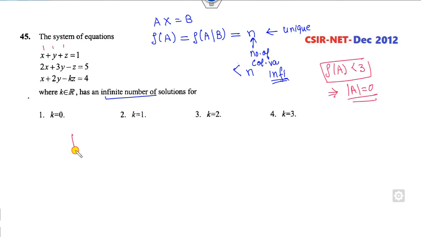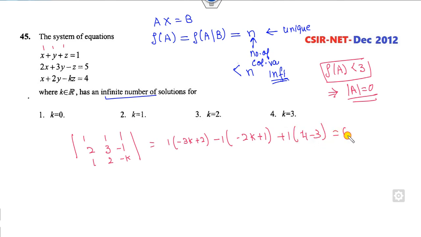Fine. So we can find the determinant: 1, 1, 1, 2, 3 minus 1, 1, 2 minus k. So what is that? 1 minus 3k plus 2 minus 1 minus of 2k plus 1 plus 1 and 4 minus 3 is 0. So you can find the value easily: 2 minus 3k plus 2k minus 1 plus 1 is equal to 0. So k minus k plus 2, k is equal to 2, is the right answer.